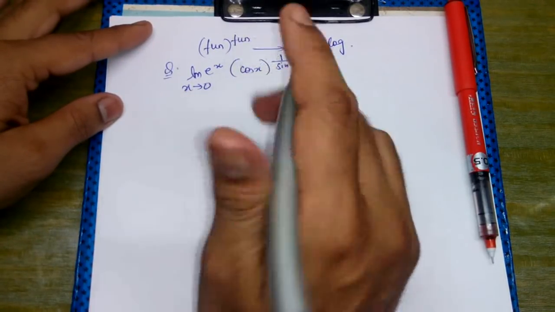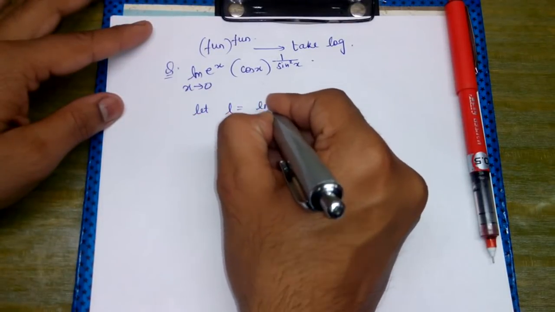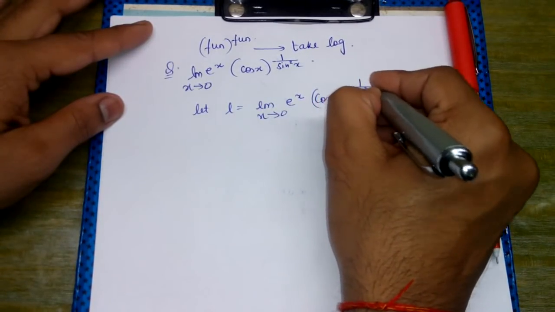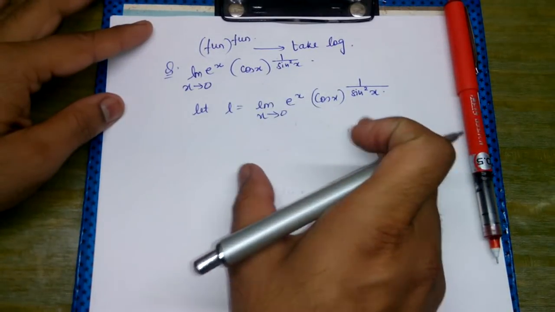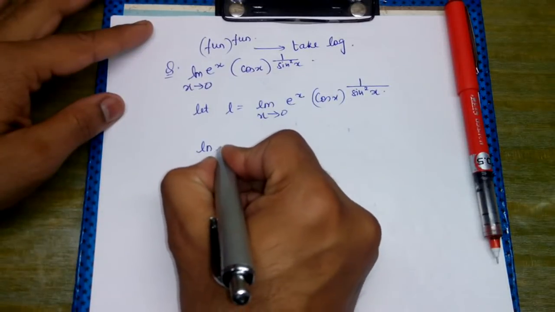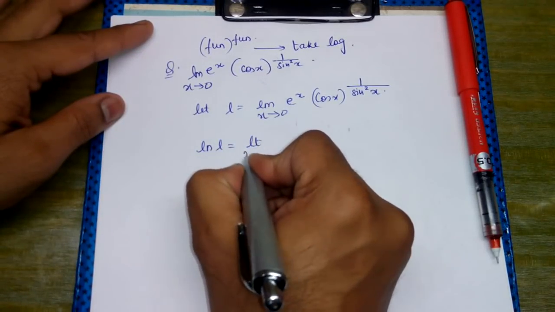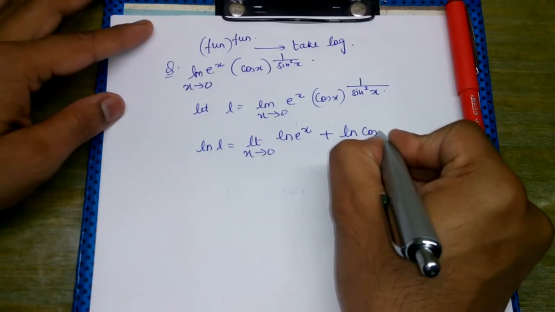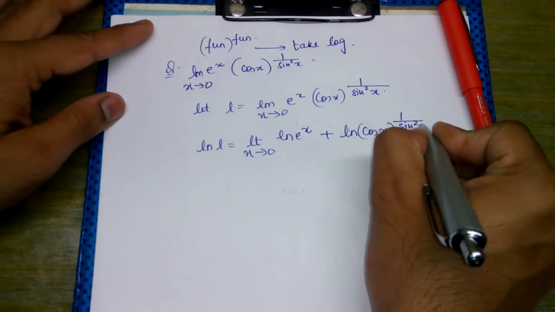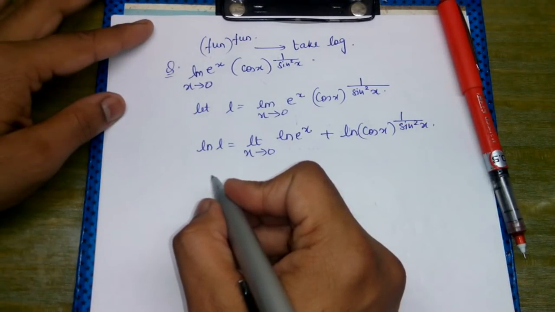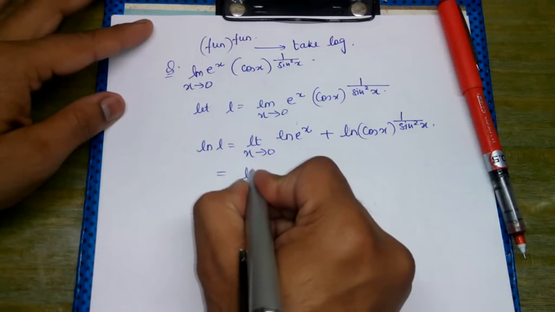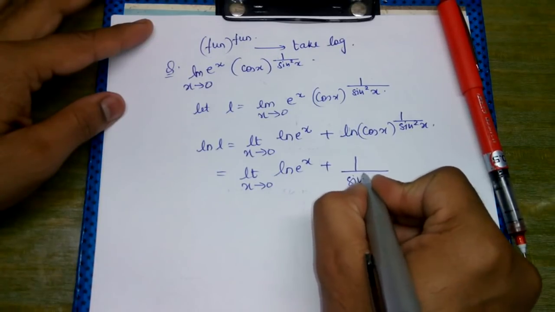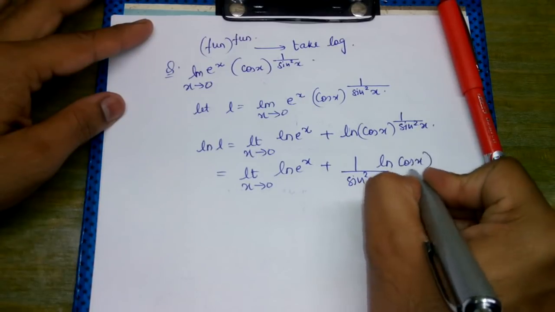What we do is let L be equal to limit x tends to 0 of (e to the power x plus cos x) to the power 1 upon sine square x. And now we'll take the logarithm on both the sides, that is ln L is equal to limit x tends to 0 of ln(e to the power x plus cos x) to the power 1 upon sine square x. Now this can be written as limit x tends to 0 of 1 upon sine square x times ln(e to the power x plus cos x).